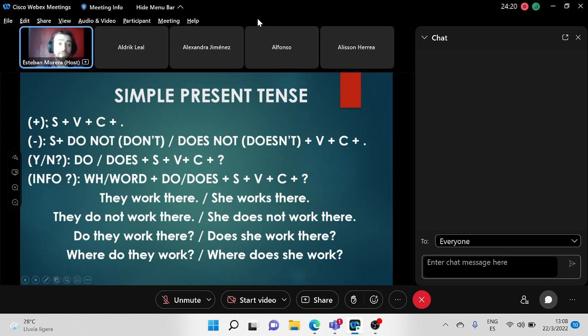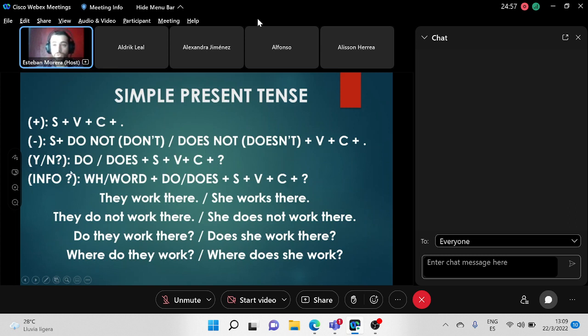If it is a positive sentence, we use the subject, the verb, and the complement. For example, she works very hard. She participates in the activities. We work at nights. If it is a negative sentence, we use the subject at the very beginning of the sentence. We use don't for I, you, they, we. But we can use doesn't for he, she, and it. For example, she doesn't, it doesn't, he doesn't. Then the verb and the complement.